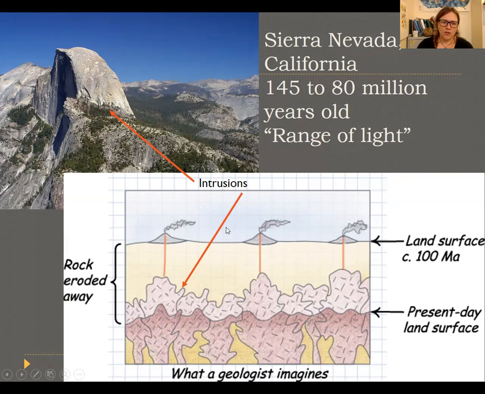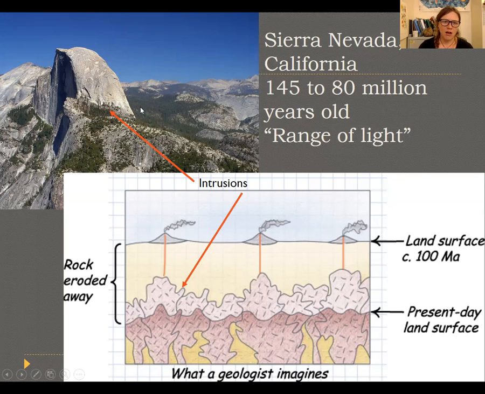And so these are these intrusions, and they're no longer underneath the earth. They're now on the surface of the earth, but that's because the rock that used to be on top of them has been eroded away. And so things like Half Dome and other granitic domes like Grizzly Dome in Plumas County.